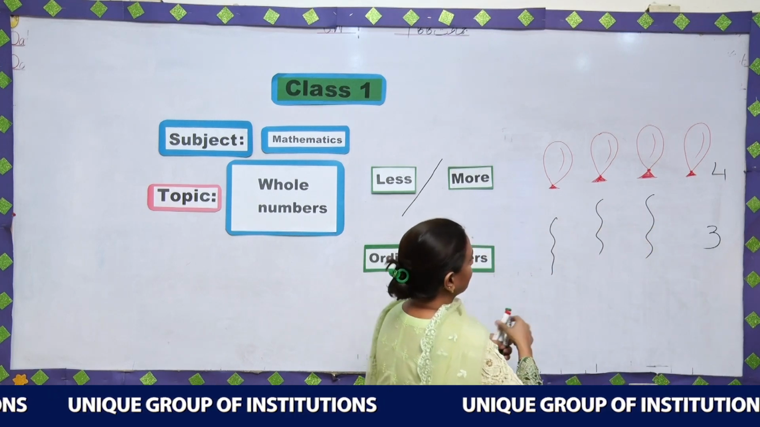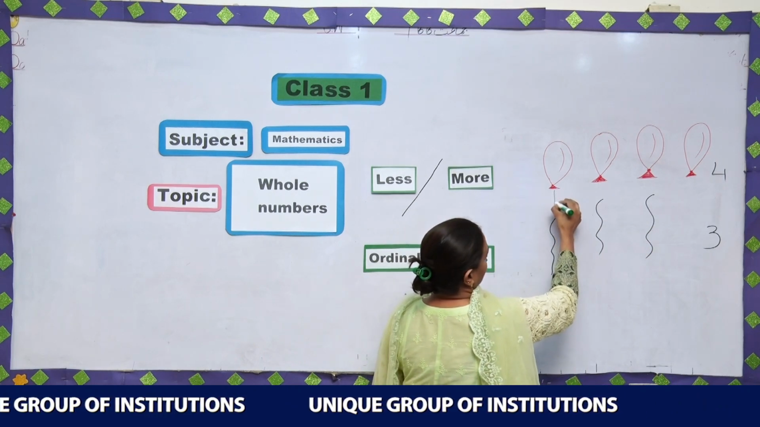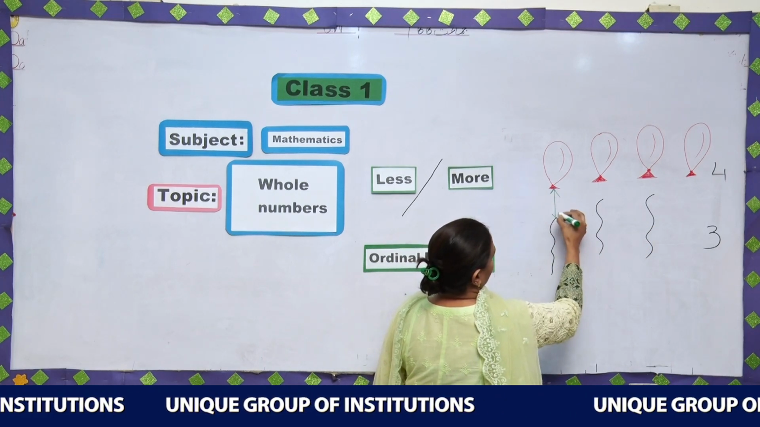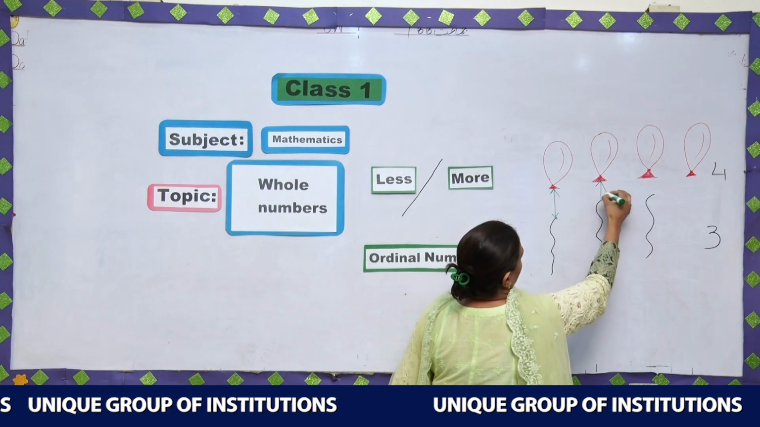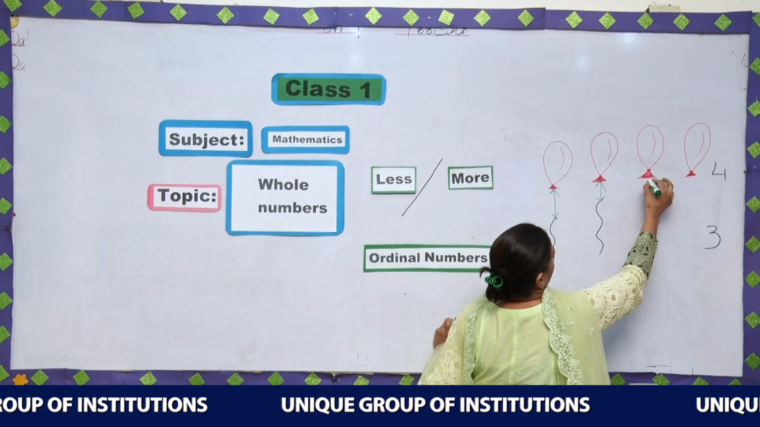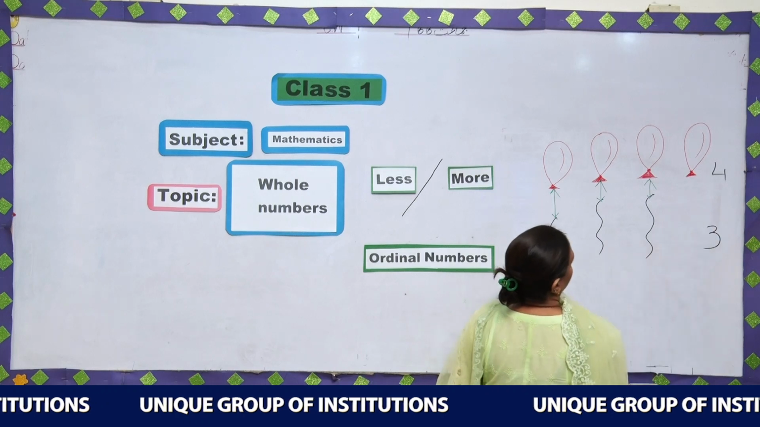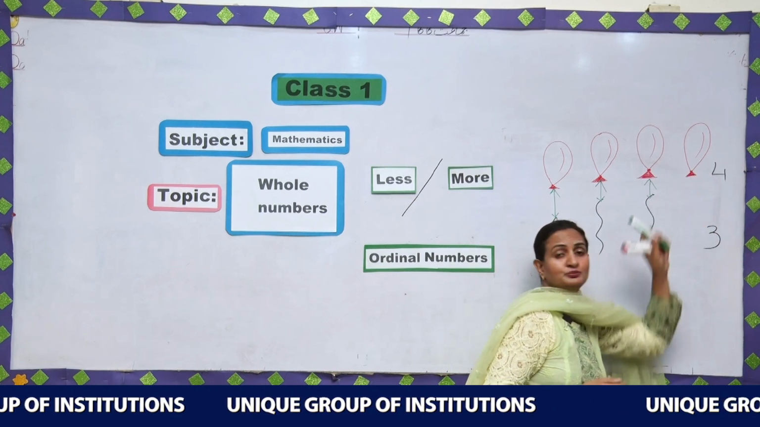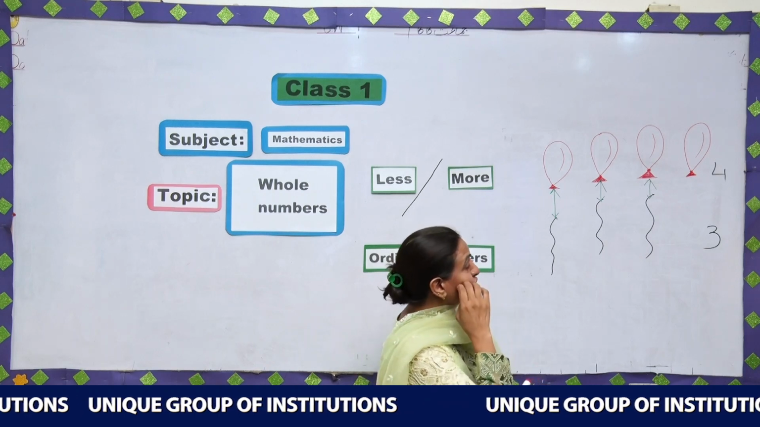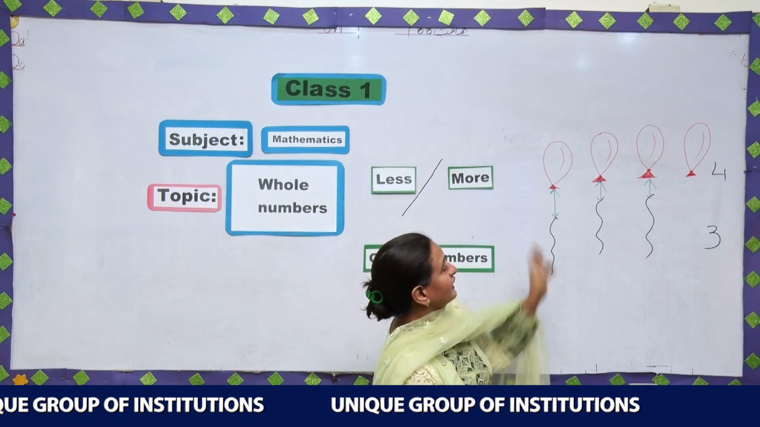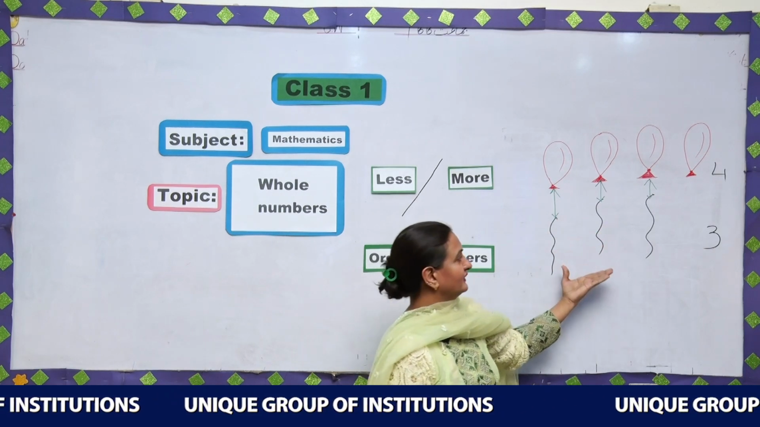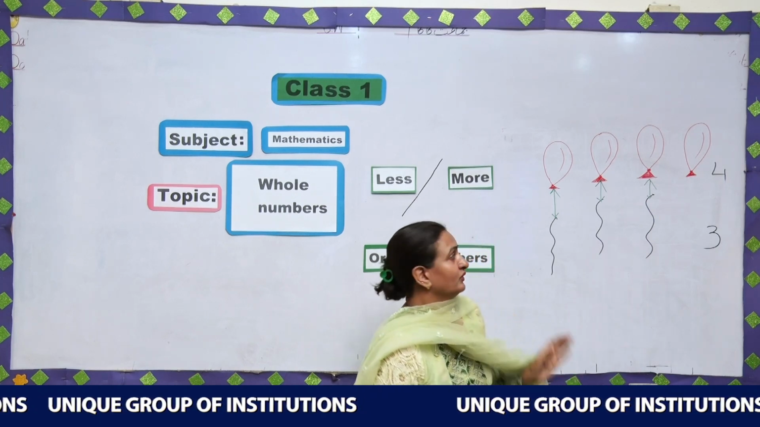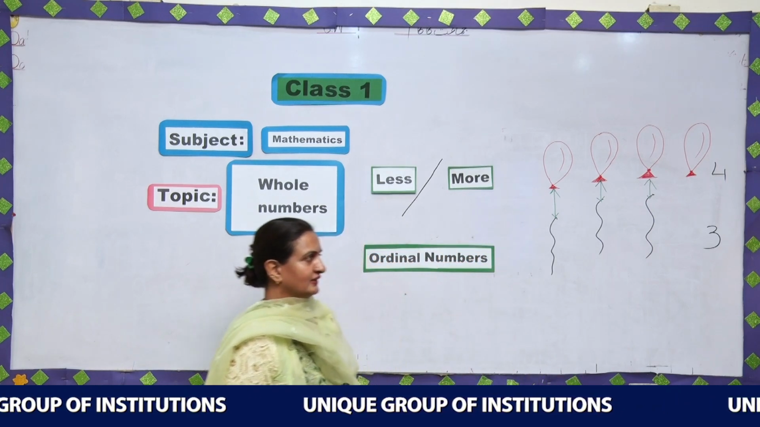If we match the thread with the balloon, then one balloon is left because there is no thread for this balloon. Okay, so which is the more number? The balloons are the more and the threads are the less.